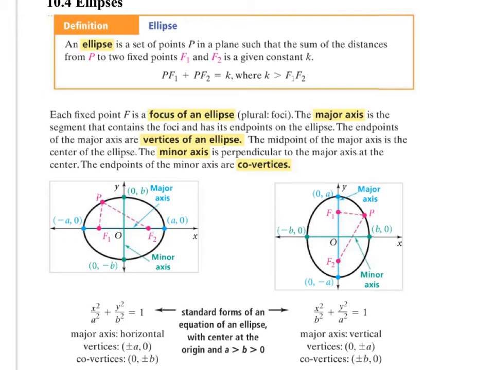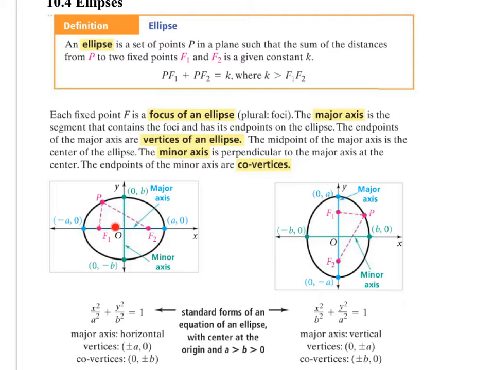An ellipse is a set of all points in a plane such that the sum of the distances from point P to two points, called the foci, is constant. I like to think of a string, and I can also add a video to demonstrate it.